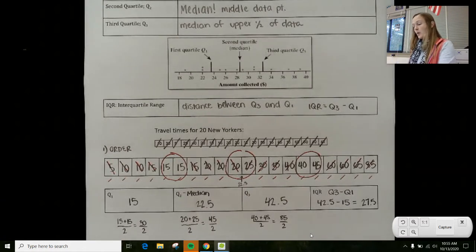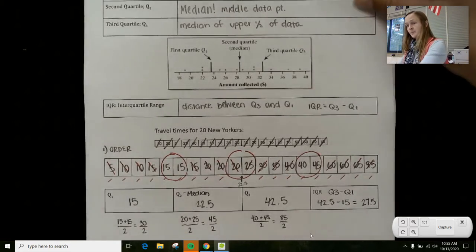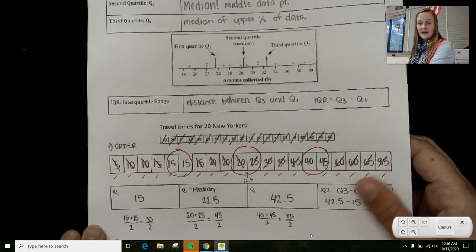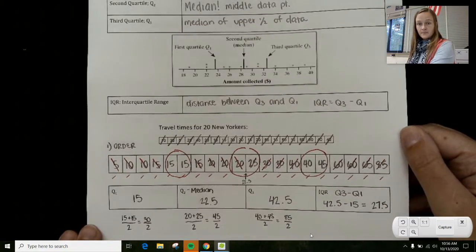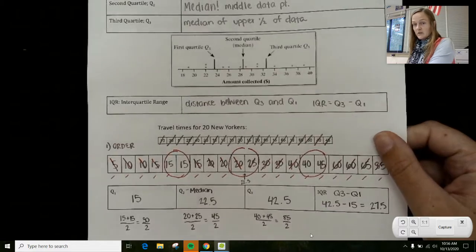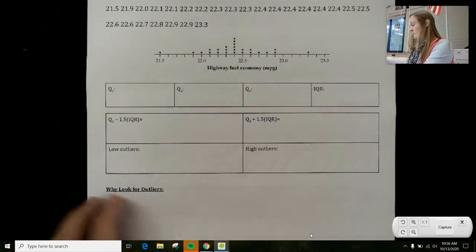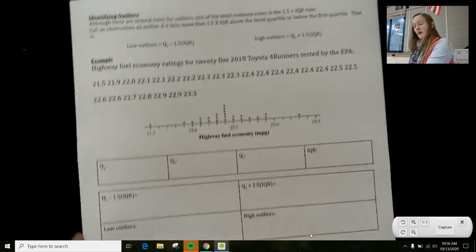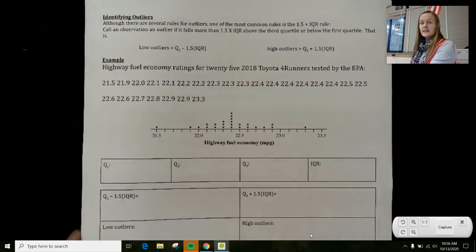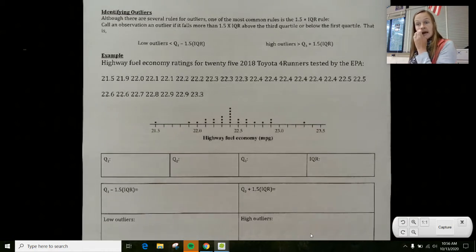All right, so once you have all of that, now you can go on to identifying outliers. These are all important features of identifying outliers, so make sure you understand this before going forward. I have said before in this class that at the beginning, we're just using outliers based on visuals. Now we're going to actually show you the formula for finding outliers.